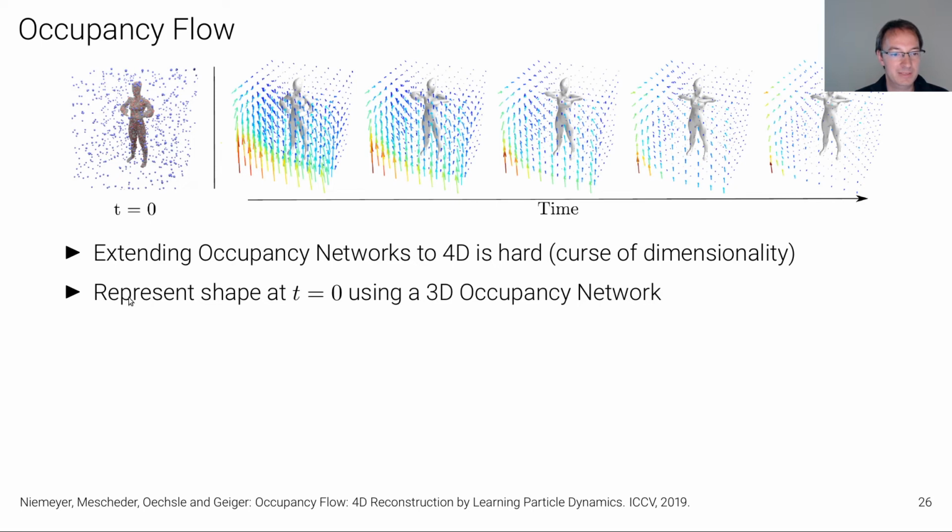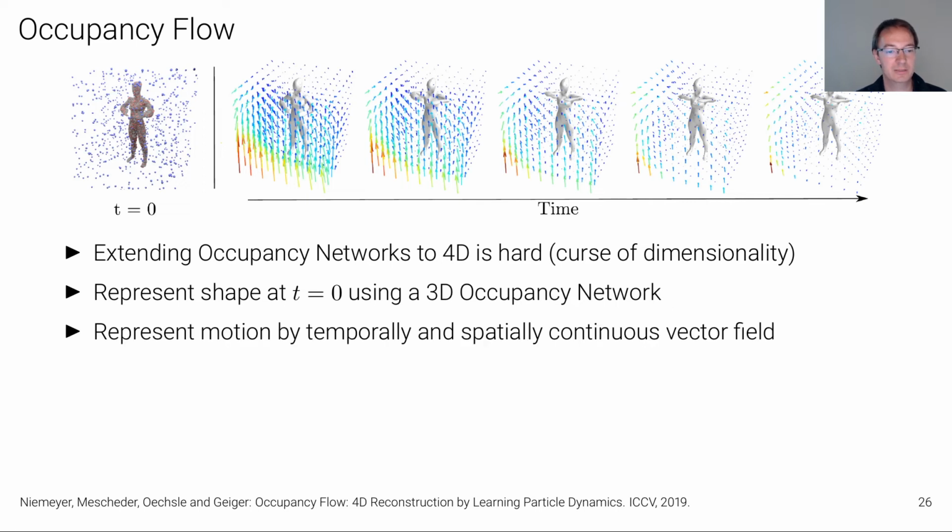What we do instead is to represent the shape only at a single point in time using a 3D occupancy network that can recover fine geometric details, but then represent the motion by a temporally and spatially continuous vector field. And that's easier than representing the entire 4D geometry, because the motion field is much smoother compared to representing the geometry.